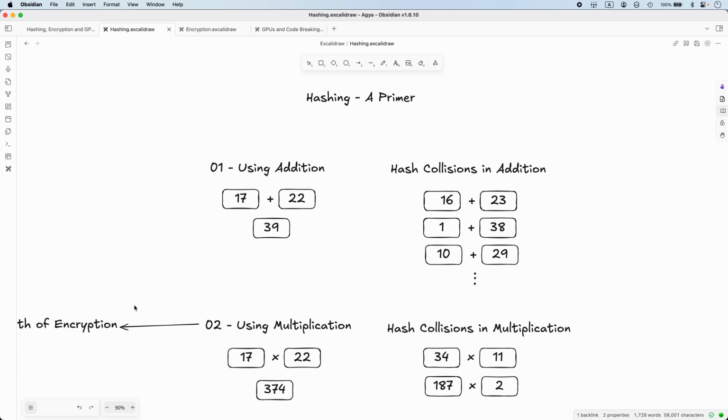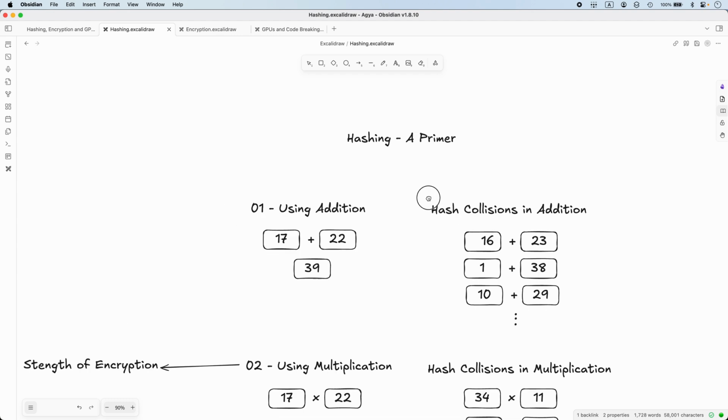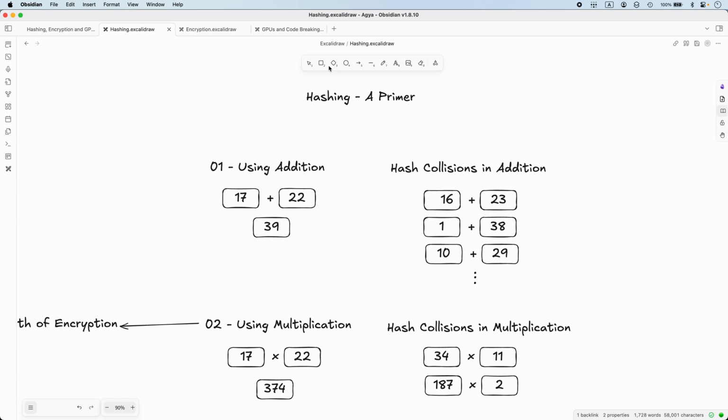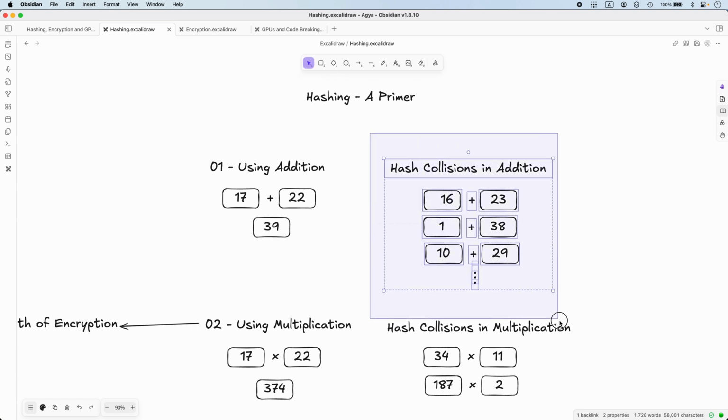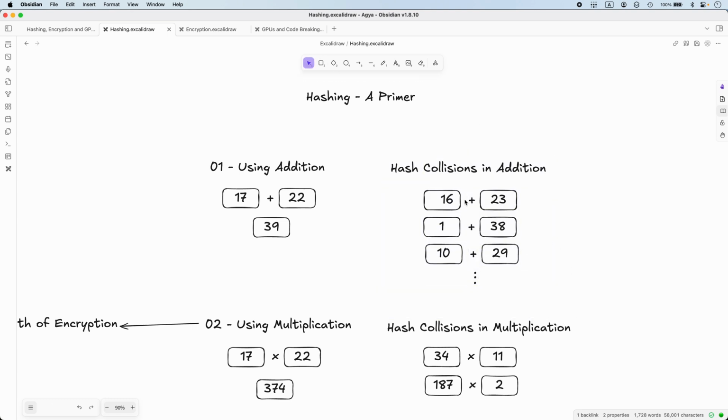For example, addition. Right? I've taken 17 and 22 as numbers, I've added them, the result is 39. Brilliant. But there are so many other sets of numbers: 16 and 23, 138 and 10, 29. You add these pairs, you get 39.